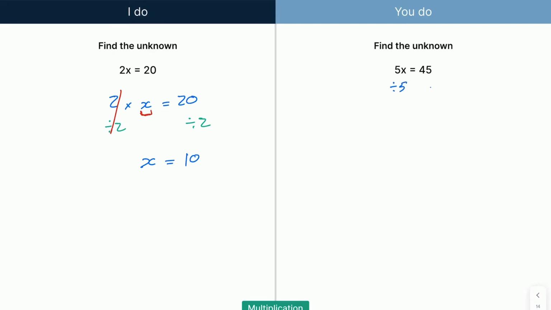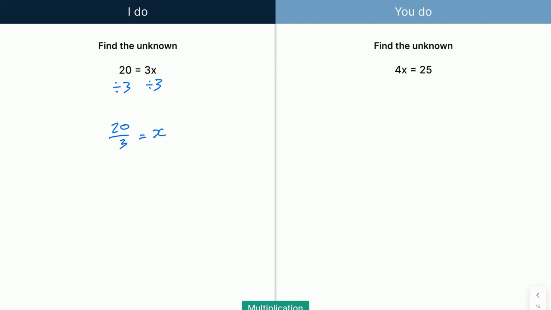So we're going to divide each side by 5 to get rid of the 5. That becomes x is equal to 9. Moving on, again, we have 3x. We want to get the x on its own. So it's being multiplied by 3 at the minute. So let's get rid of that 3. Divide each side by 3. And that becomes 20 over 3 is equal to x.